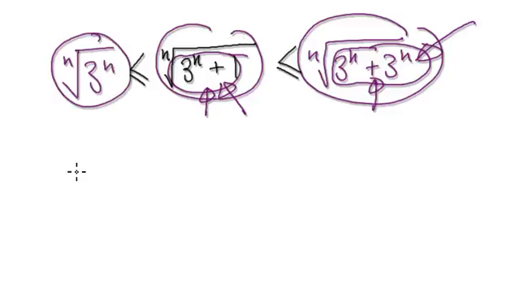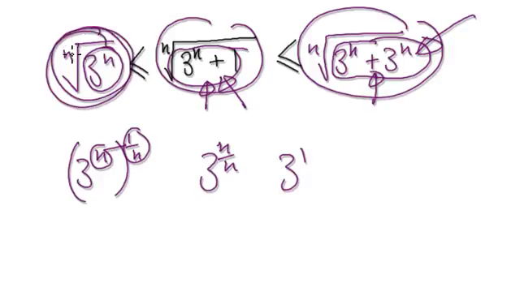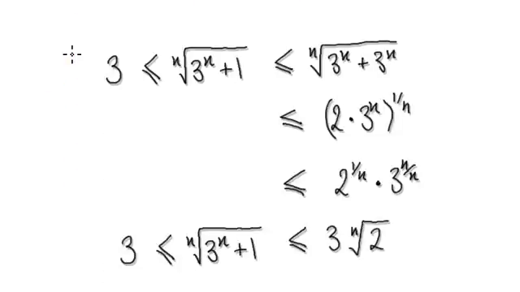Well, look at this thing here. You can imagine this as 3 to the power of n, and when you take the nth root, it would be like this. So now this times this would be 3 to the power of n over n, which is 3 to the power of 1. So this thing here is just 3. Now if you look at this bit here, you've got exactly the same thing plus exactly the same thing. That means you've got two lots of exactly the same thing.